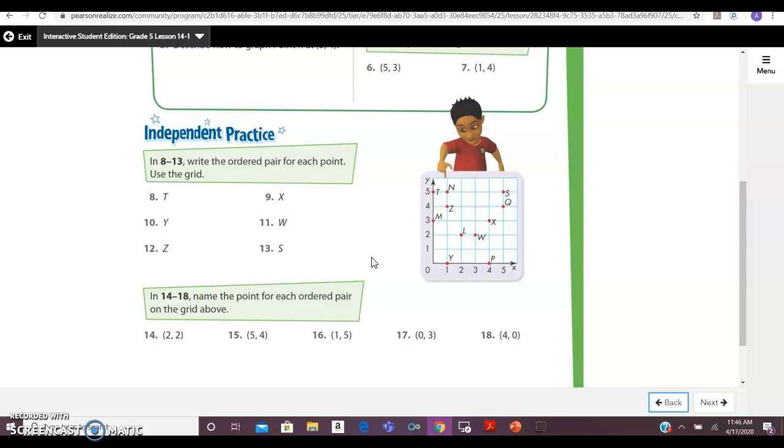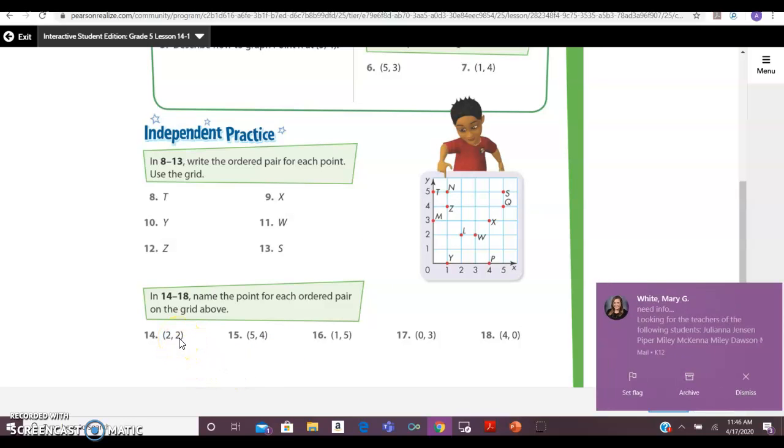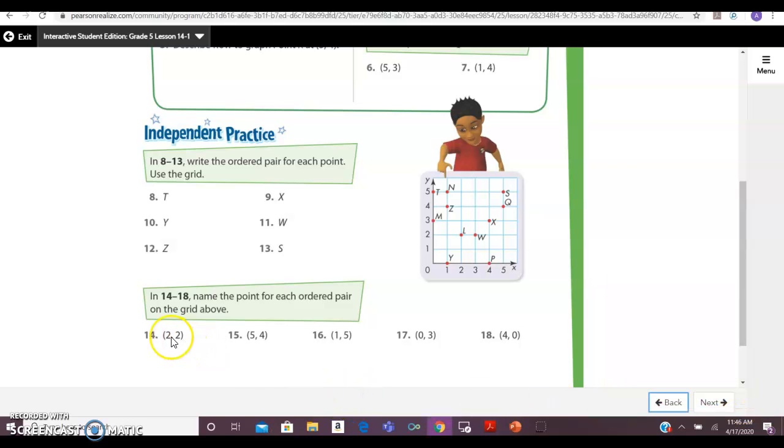Okay? For number 8 through number 13, the instructions say, write the ordered pair for each point, use the grid. So you're going to come to this grid, you're going to find the point, and you're going to write the ordered pair. So what is the x coordinate and what is the y coordinate? 14 through 18, name the point for each ordered pair on the grid above. You're going to look at your ordered pair and you're going to tell me which point is there. So you're going to find it, find the point, and write the letter below.